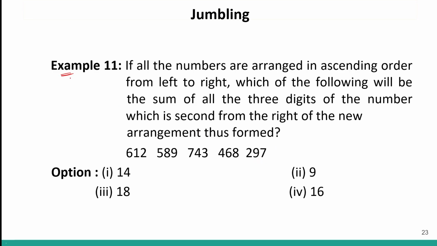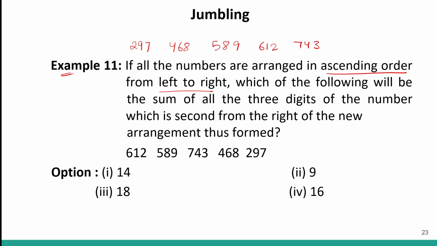Now, example 11. If all the numbers are arranged in ascending order from left to right, so we have to arrange them ascending order from left to right, then which of the following will be sum of all the 3 digits of the number which is second from the right of the new number? Okay, fine. So first we have to arrange them in ascending order from left to right. So ascending order from left to right will be 297, then 468, then 589, then 612, and then 743. This much is clear. Now let us look at the question.